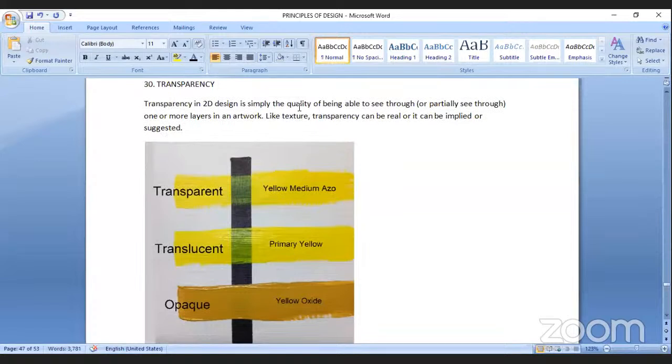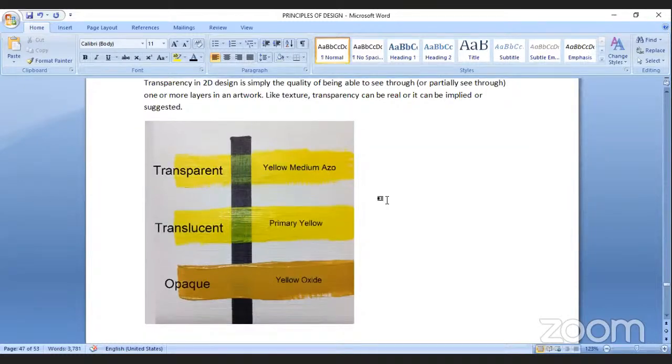Transparency. It is simply the quality of the paint of being able to see through, or at least partially see through, one or more layers in an artwork. Sometimes they deliberately use this. Transparency can be real or can be implied or suggested. Suppose in a painting there's a stage and there's a curtain. The curtain is translucent or transparent. Behind it, you can see a girl who's preparing for a dance, a boy who's trying to shoot. That is an implied transparency.